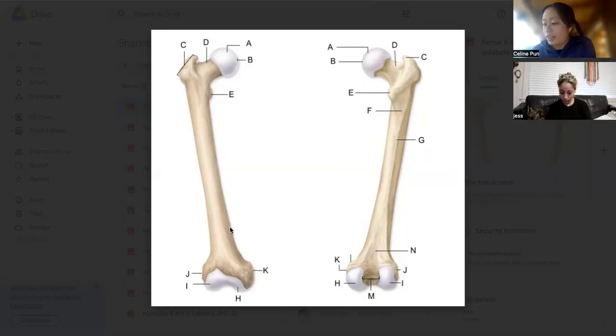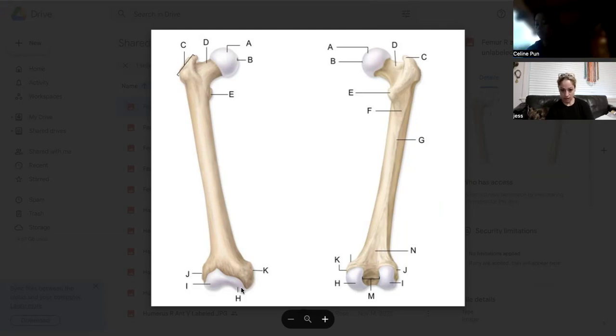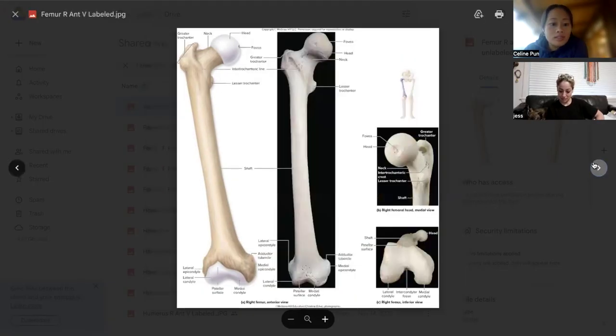And then what is K? Where's K? Okay. K is the medial epicondyle. Yeah. Then what's H? And that is the lateral condyle. Not lateral, just the regular condyle. Or medial, the medial condyle. So K and H are both medial.